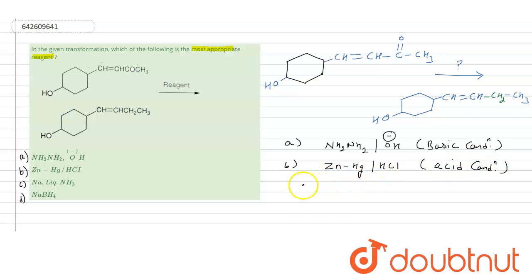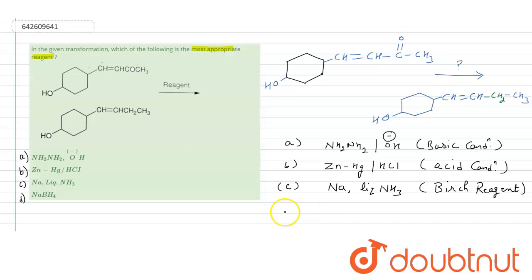And in option C it is given sodium in liquid ammonia. Actually this is the Birch reagent, which is used for converting alkyne into alkene, or you can say it is used in Birch reduction.